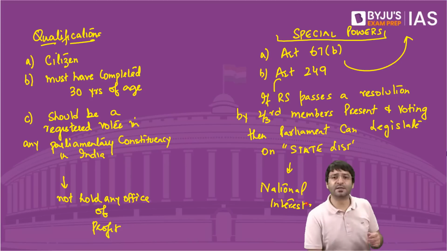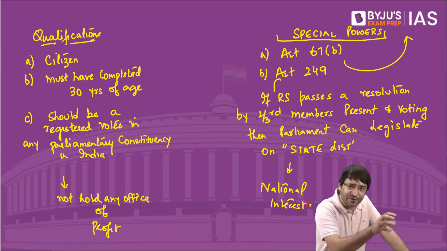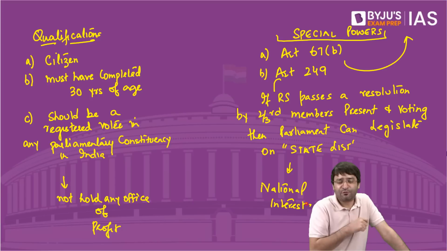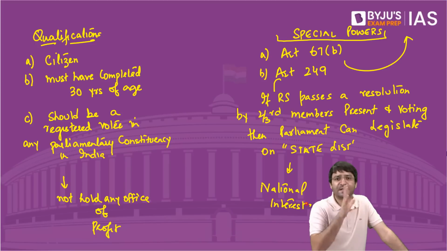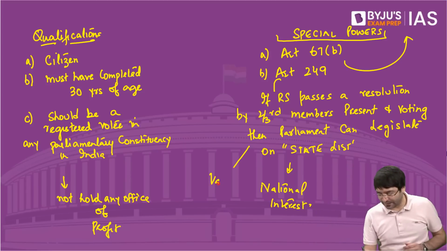We say Rajya Sabha represents states. Rajya Sabha protects the interest of the states. But what if it is in the interest of the nation for Parliament to pass a law on state list? For that, Rajya Sabha has to pass a resolution. Under Article 249, if Rajya Sabha passes a resolution by 2/3 of the members present and voting, then Parliament becomes empowered: dear Parliament, you can make a law on state list. The validity of this law will be 1 year.